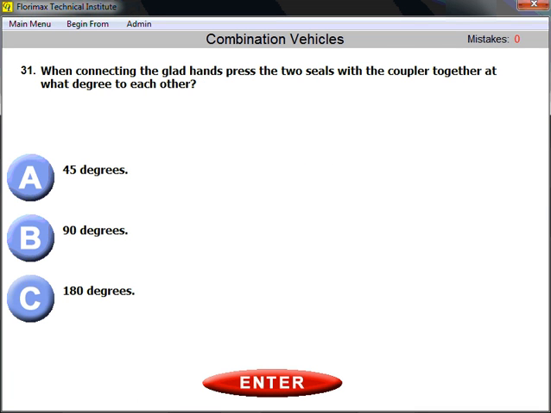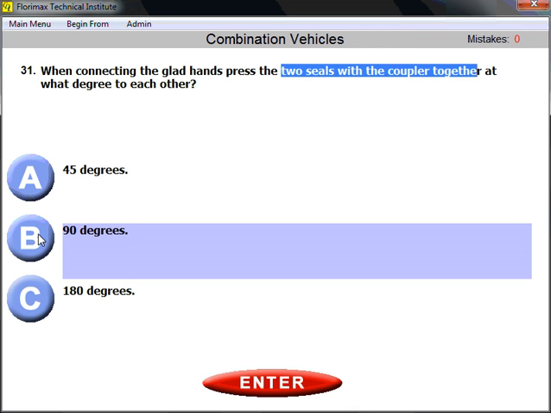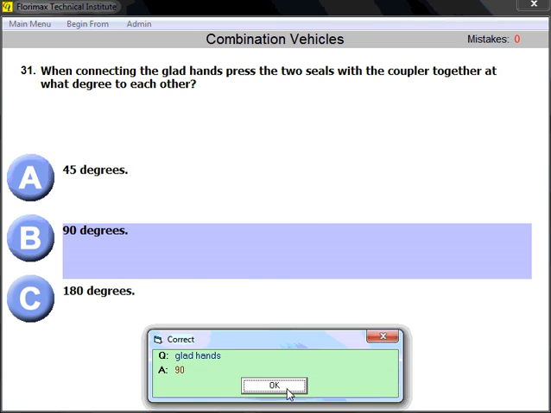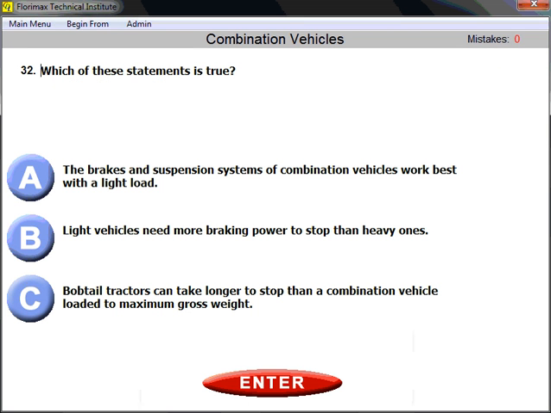Question number 31. When connecting the glad hands, press the two seals with the coupler together at what degree to each other? You just need to remember, 90 degrees. Glad hands are how you connect the air lines to the airline connection. So you use a 90 degree angle.